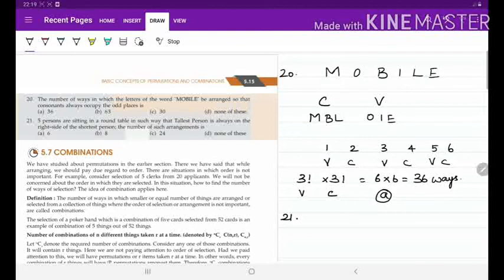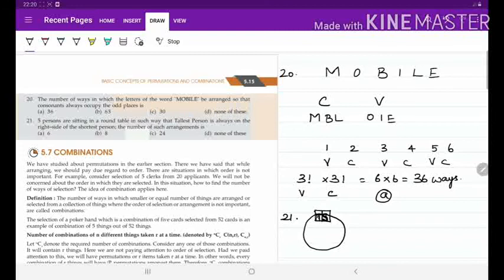Let's discuss question number 21. 5 persons are sitting around a round table in such a way that the tallest person is always on the right side of the shortest person. The number of such arrangements is. This is a circular permutation, and let this be the position of the tallest and the shortest, and we are given that the tallest person is always on the right side of the shortest person.